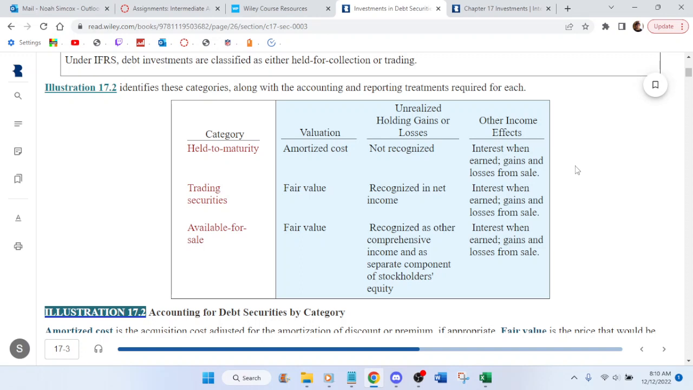So, available for sale. Fair value, unrealized holding gains and losses are going to be recognized as other comprehensive income. Trading securities will be recognized, and the unrealized holding gains and losses of trading securities will be recognized in net income.